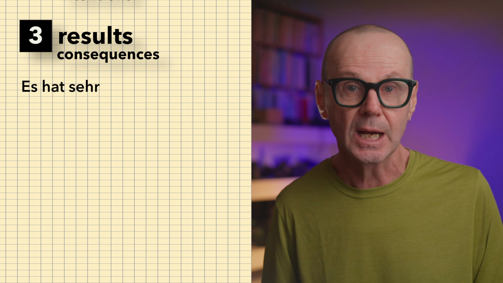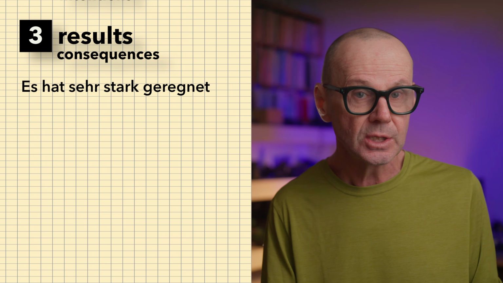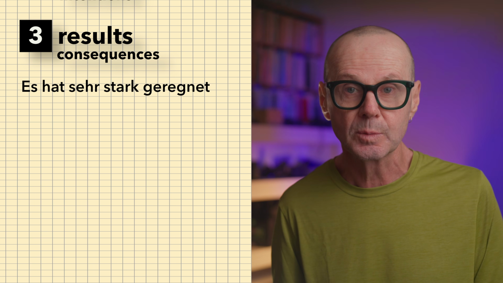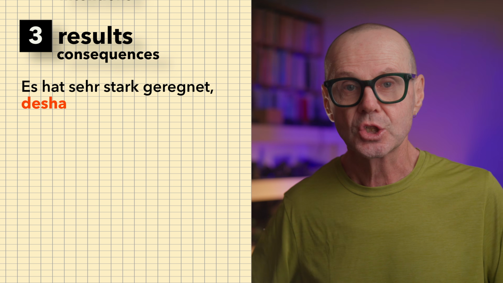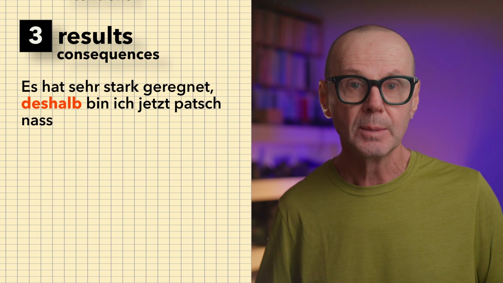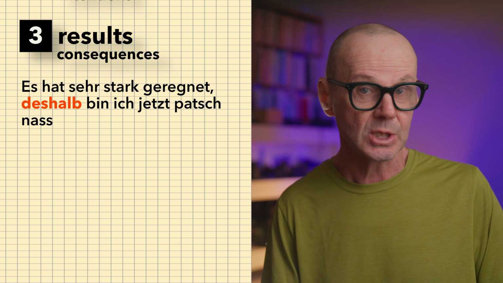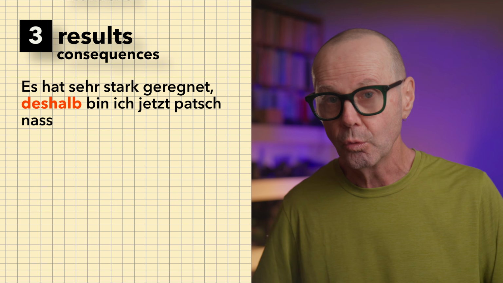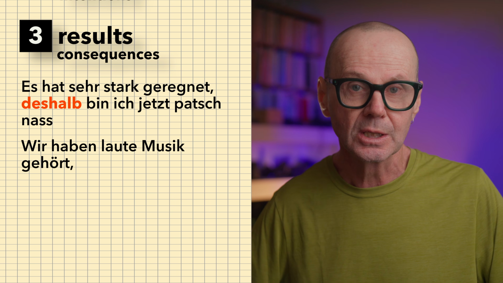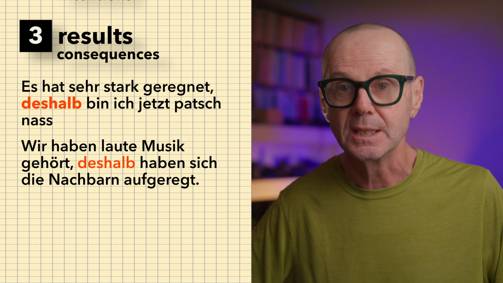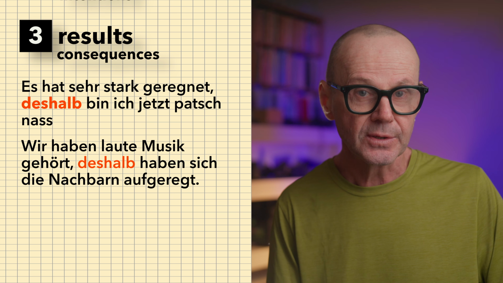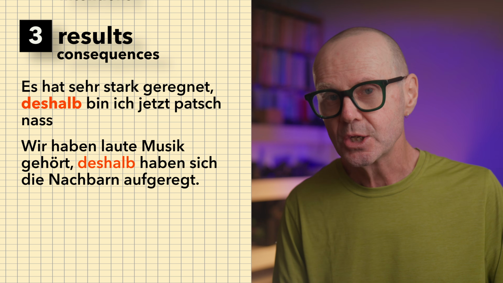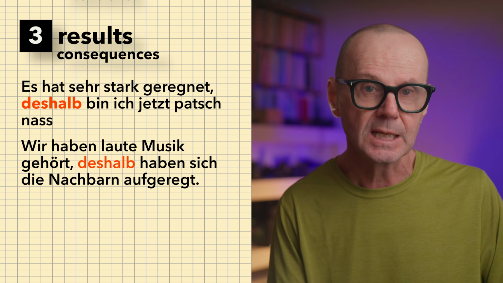Es hat sehr stark geregnet. How do we continue from here? What might the result be? Naja, es hat sehr stark geregnet, deshalb bin ich jetzt patschnass. Now we're expressing the result or the consequence of it raining. Or wir haben laute Musik gehört, deshalb haben sich die Nachbarn aufgeregt. That was the result, but there's no information here to tell us whether it was intended or not.